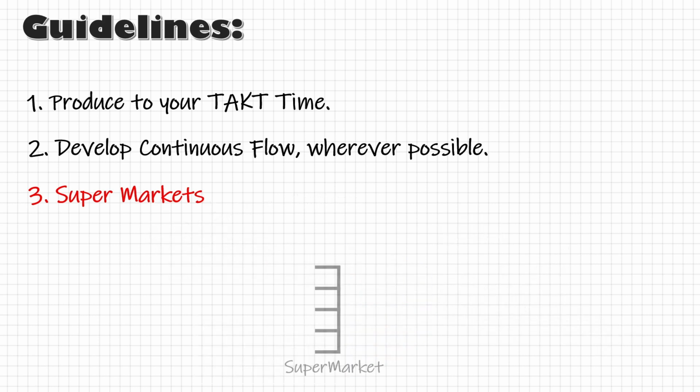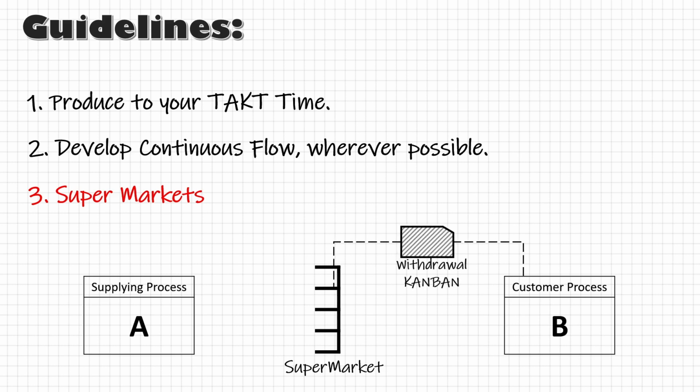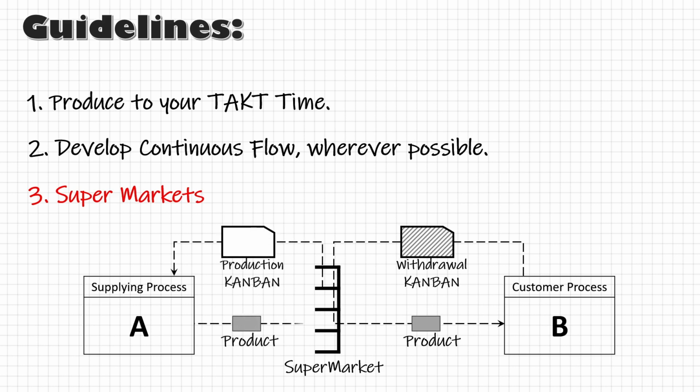This is how we generally represent a supermarket in VSM. This symbol here is the supermarket with its open sides toward the supplying process and the closed side toward the customer process. The customer goes to the supermarket with the withdrawal Kanban, which is similar to a shopping list, takes the required items from the shelves and then drops the shopping list in the supermarket. Now he can do that multiple times in a day. At the end of the day, the supplying process will collect all of these shopping lists and then use them as a production plan for the next day.